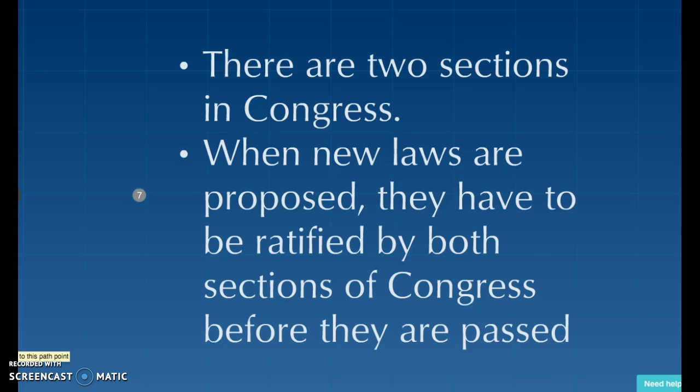Now, this is where things can get a little trickier. Congress is made up of two sections. Okay, so it kind of splits off into two different branches if you think of it that way. Now, when new laws are proposed, they have to be ratified by both sections of Congress before they are passed. And ratified is just another word for approved. So both of these different branches of Congress have to come together and agree and approve any kind of law before it's passed. So that's something that's really important and something you want to keep in mind.